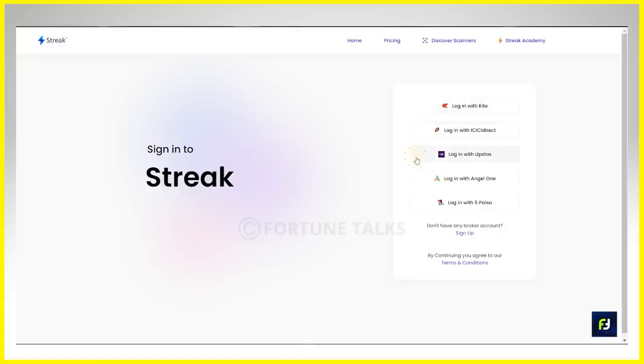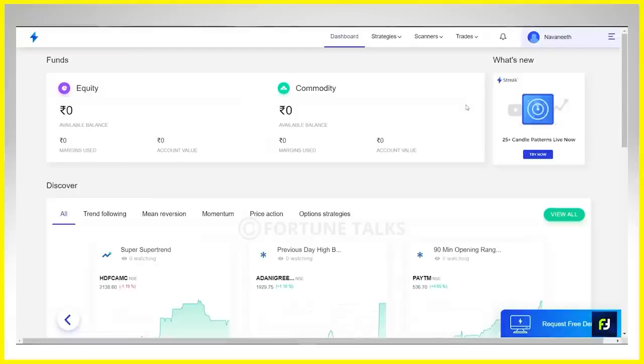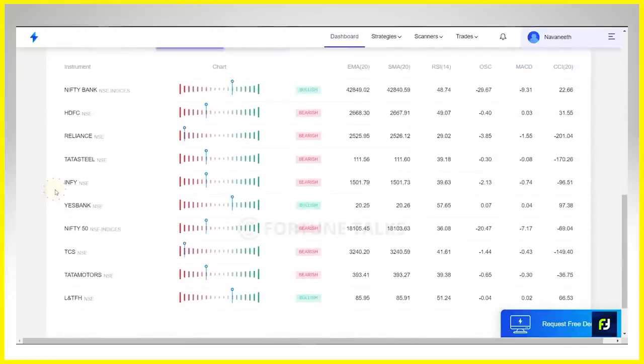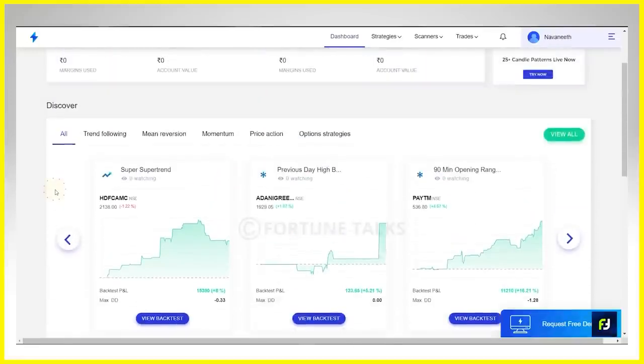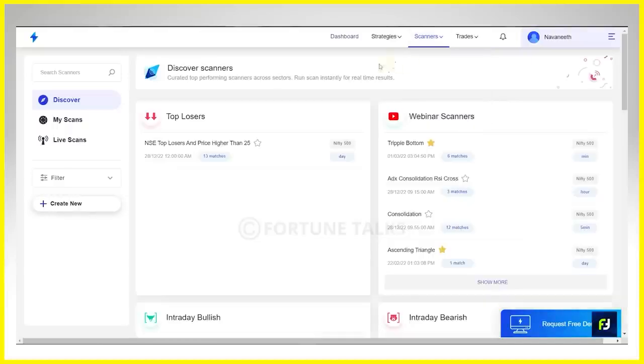You need to have an account with any of the following brokers. I already have an account with Zerodha, so I will log in with Zerodha. And once you log in, you will be welcomed with a neat homepage where you can see a discover section with the well-performing strategies. But for now, we are only interested in scanners. So on the top, click on the option that says scanners and a drop-down appears. Just click on the discover option and it will take us to a new page.